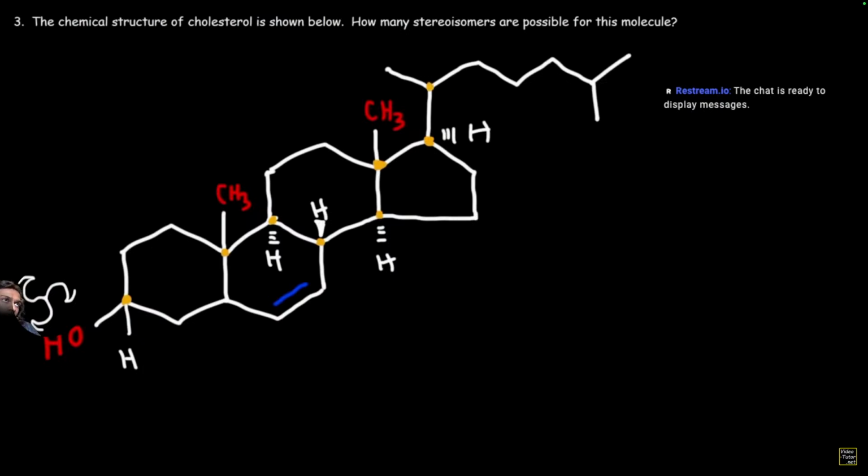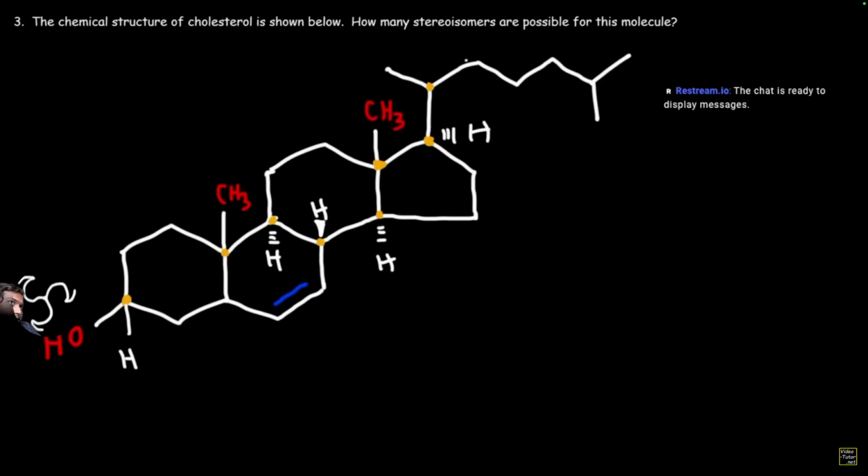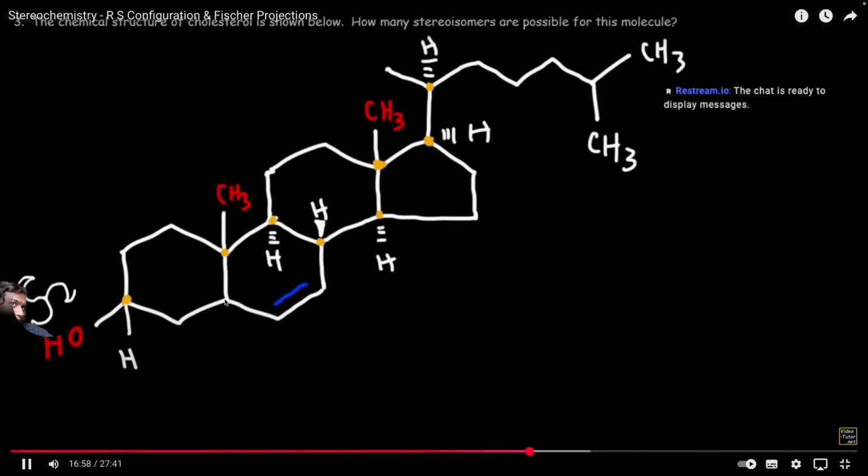And this carbon is tertiary and it's chiral. This is group 1. This is another group. This is another group. And then the hydrogen is the 4th group. So let's put that hydrogen on the hatch wedge. Now this carbon here is tertiary, but it's not chiral because it doesn't have 4 different groups. These 2 methyl groups are the same. Thus, cholesterol has a total of 1, 2, 3, 4, 5, 6, 7, 8 chiral centers.